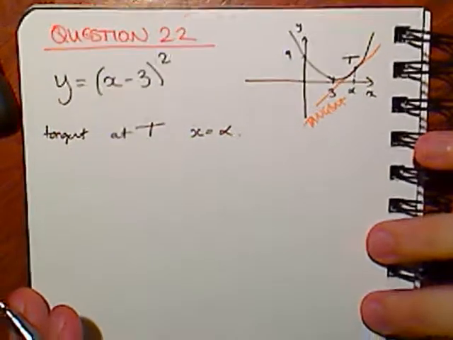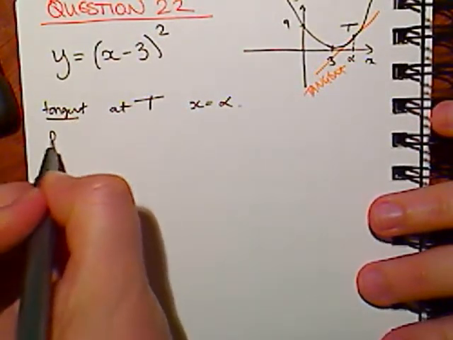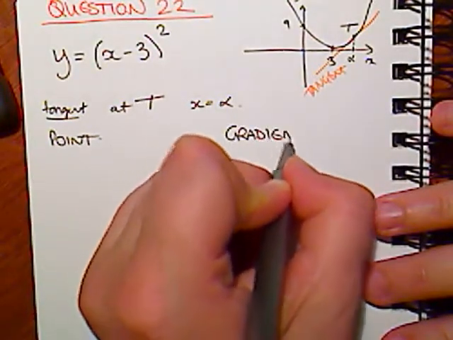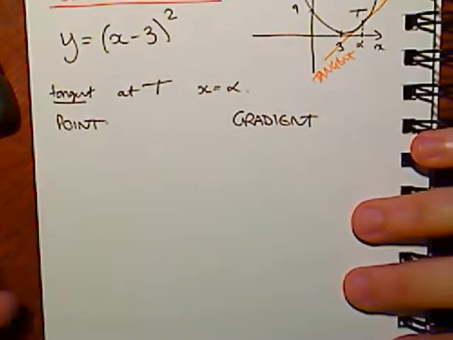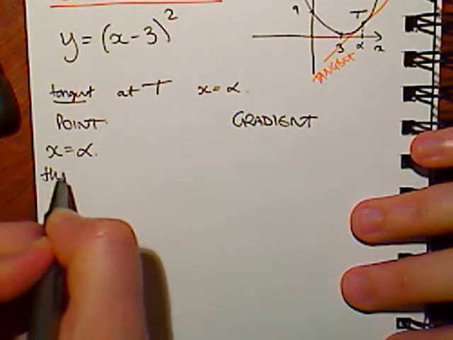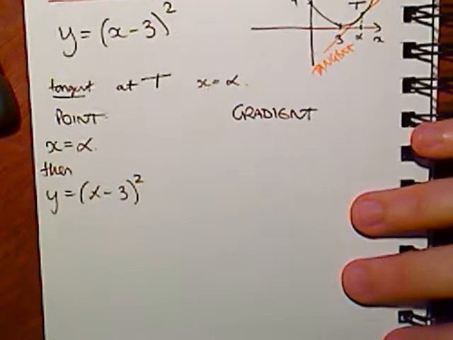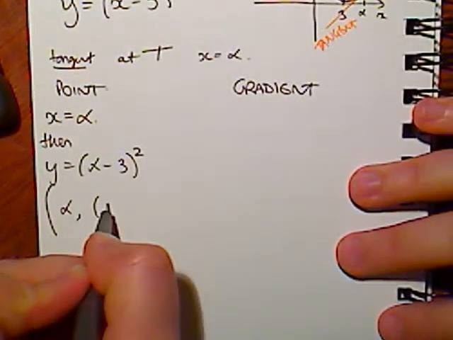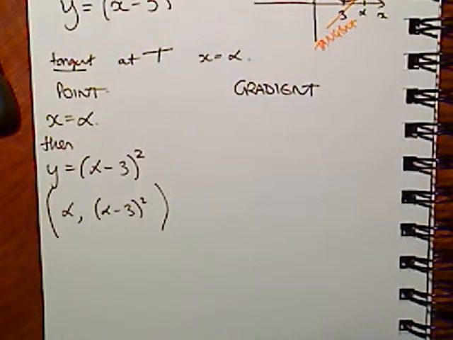So let's do that first. To find the equation of a tangent, we need the point and the gradient. Now, the point is going to be alpha, but we also need the y-coordinate. So we've got x equals alpha, then y will equal (alpha minus 3) squared. So my point is alpha and (alpha minus 3) squared. It's okay, we're going to have some algebra in it.